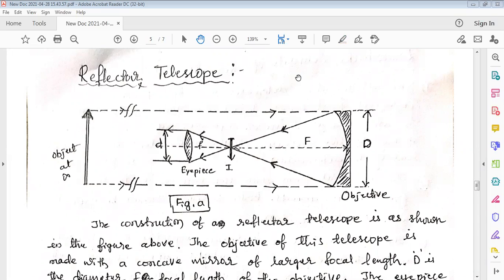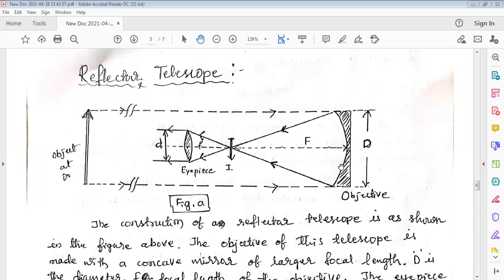Welcome to this topic, telescopes. In the last session, I explained the classification of telescopes, and also the refracting type of telescope. In this class, I am going to explain the reflecting type of telescope. So this is the geometrical or constructional diagram of the reflecting telescope.